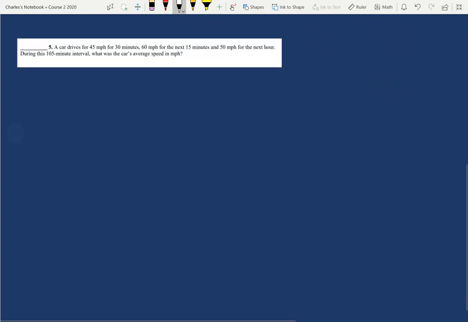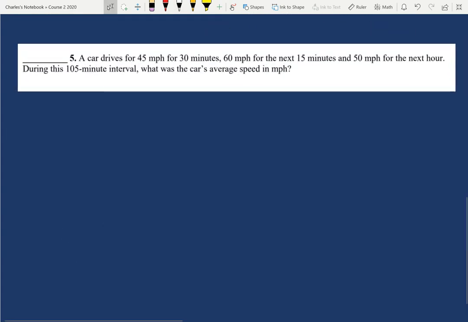And then the other one was the car driving. And this one usually tricks a lot more people than it did this year for you guys. So good work. Kudos on that. A car drives 45 miles per hour for 30 minutes, 60 miles per hour for the next 15 minutes, and 50 miles per hour for the next hour. During this 105-minute interval, what was the car's average speed?